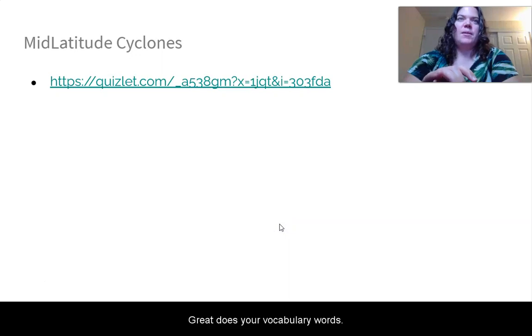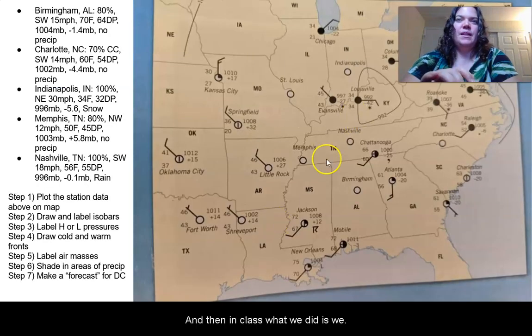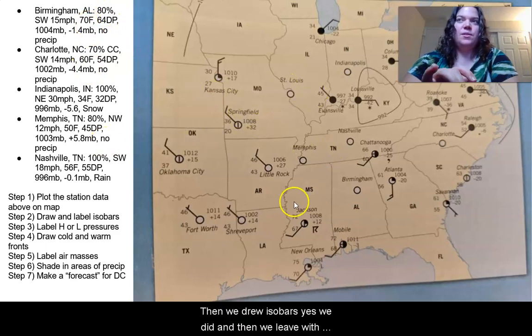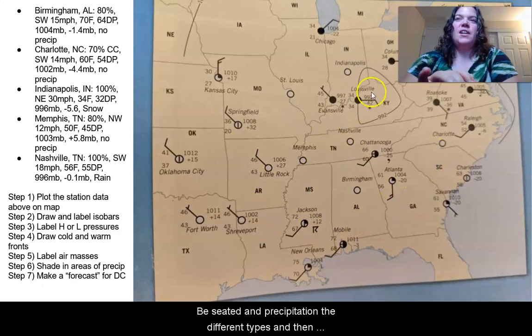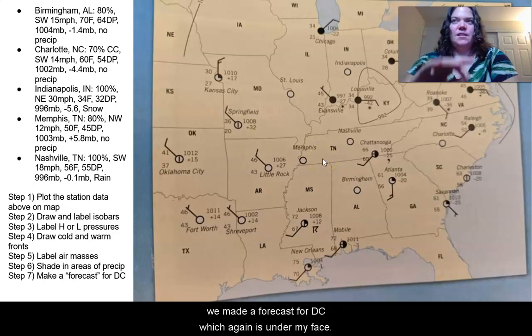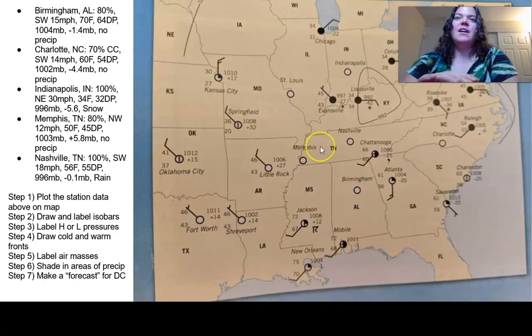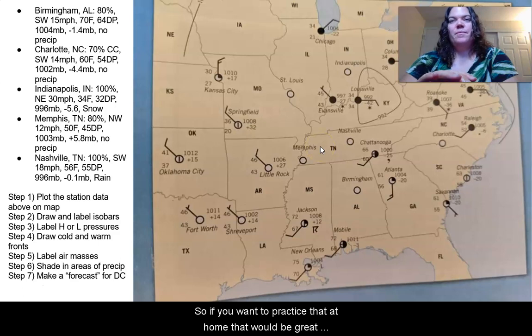All right, those are your vocabulary words. And then in class, what we did is we made little station plots based on this data. Then we drew isobars. Yes, we did. And then we labeled high pressure and low pressures. We labeled the air masses. We shaded in precipitation, the different types, and then we made a forecast for DC, which again is under my face. So if you want to practice that at home, that would be great.